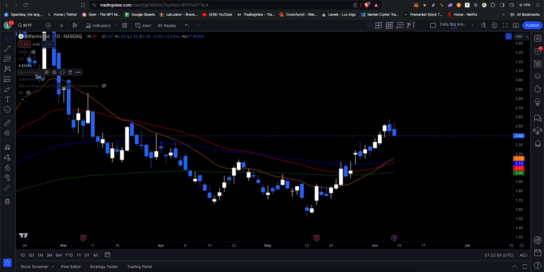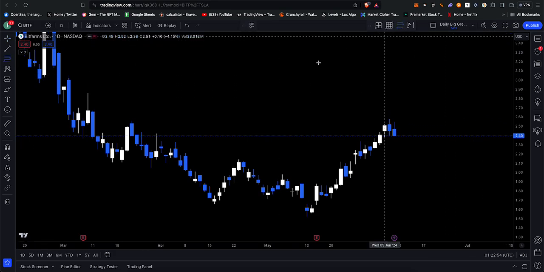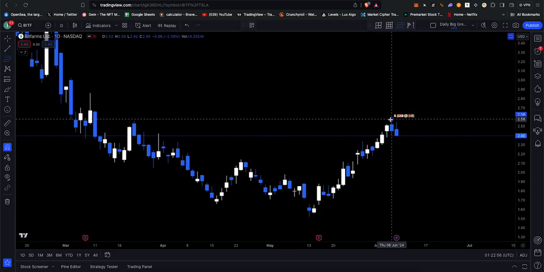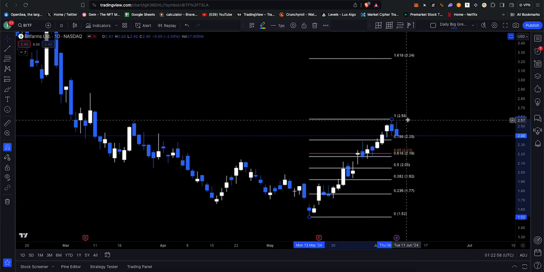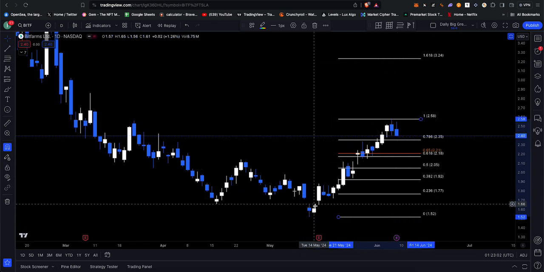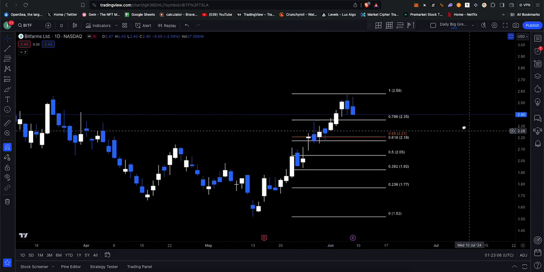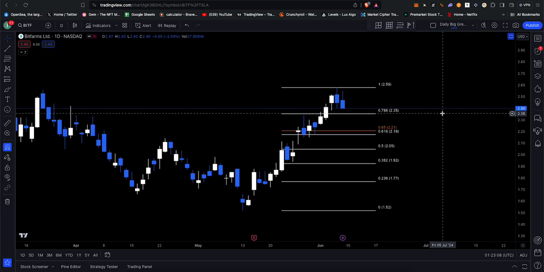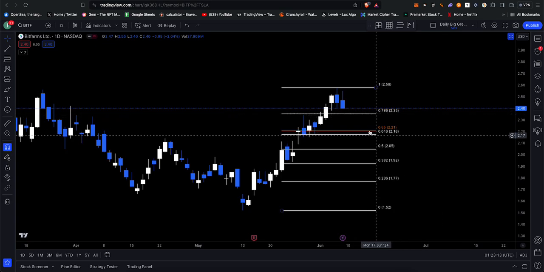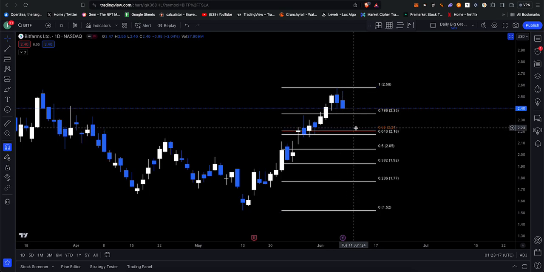And I will turn off the EMAs and pull Fibonacci. From that range high, if that was the short-term local high here, we'll pull it from there to the low at 1.52, and we can find some support areas. So first area of support is going to be 2.35, maybe a short-term reaction there, but ultimately we're likely going to come back and test 2.21, 2.18, the golden pocket, okay?